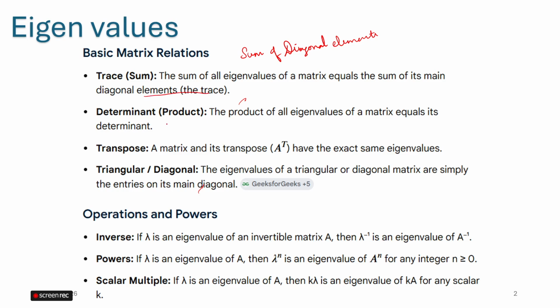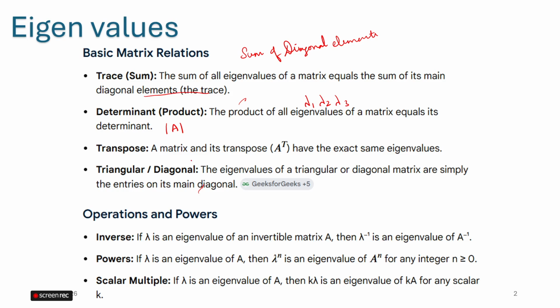So if you take the determinant of a matrix, the product of all eigenvalues, say if you have three eigenvalues lambda 1, lambda 2 and lambda 3 of a matrix, equals its determinant. If you take the determinant, then the product of eigenvalues, both are equal.